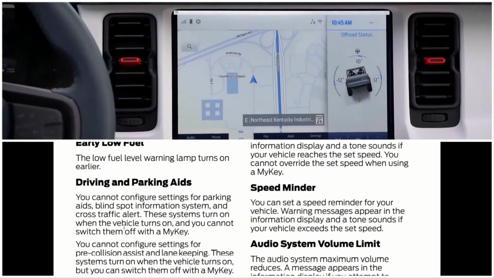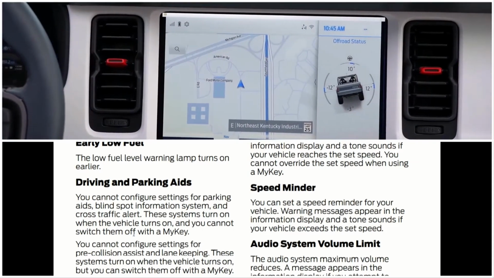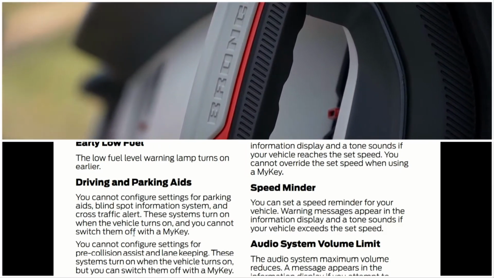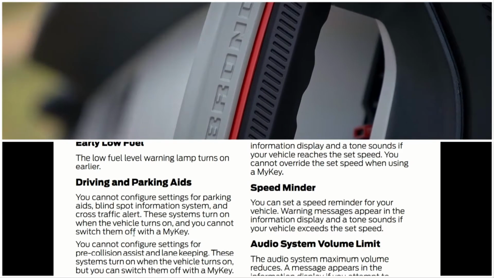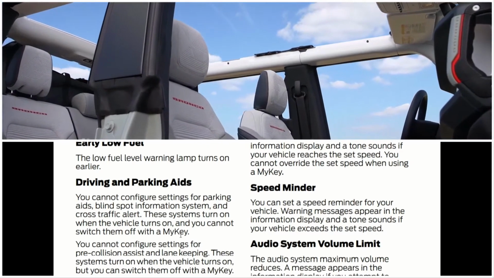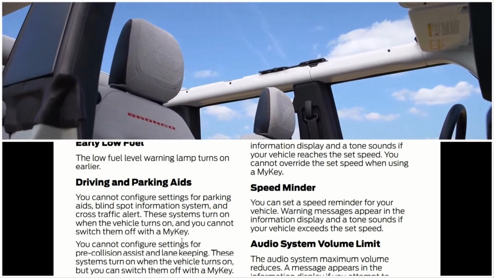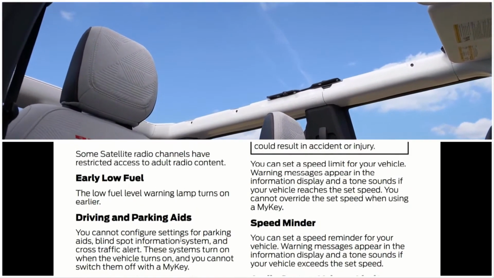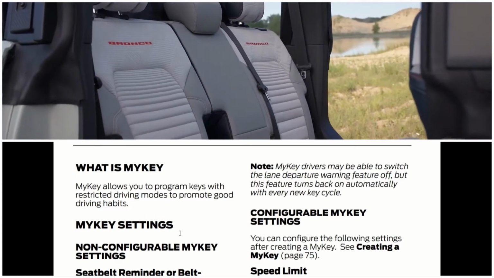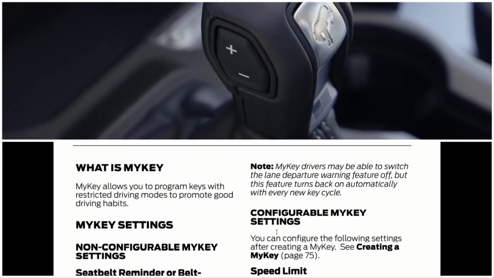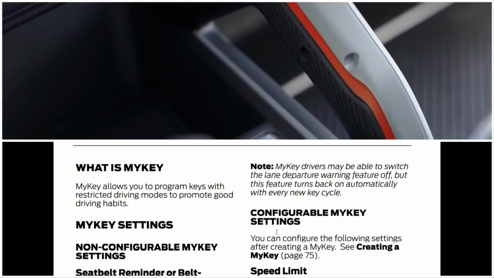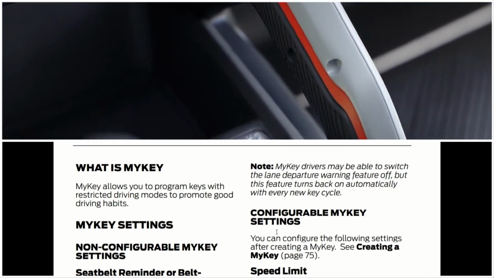Now, a new destination in the navigation system can only be set using voice commands when using a MyKey and with your vehicle moving, that is. You can only do it with your voice when your vehicle is moving. So that's safe, because you don't want your kids trying to mess with the navigation system with their hands while that car is moving, not having a hand on the wheel. MyKey drivers may be able to switch the lane departure warning feature off, but this feature turns back on automatically with every new key cycle.